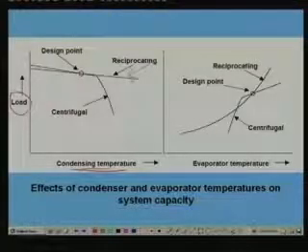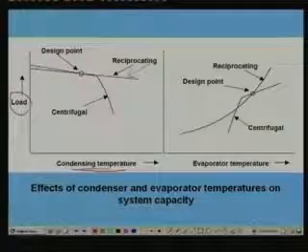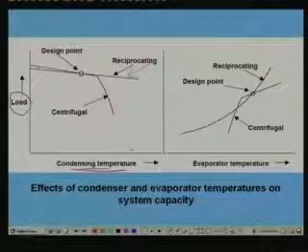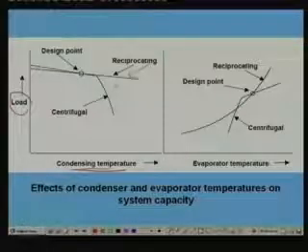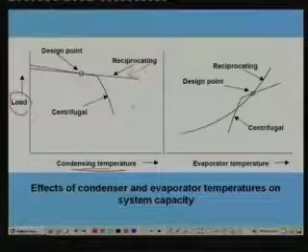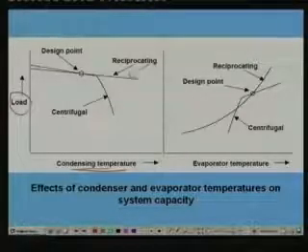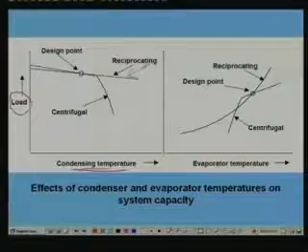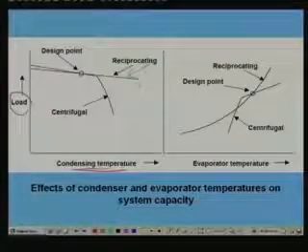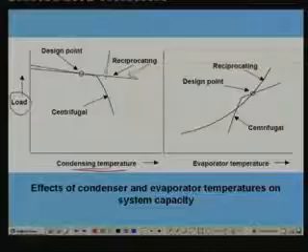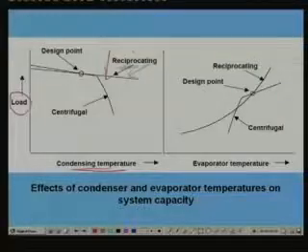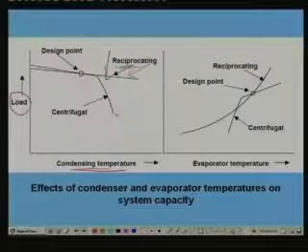If you look at the reciprocating compressor, we have seen that as the condensing temperature increases, the refrigeration capacity of the reciprocating compressor reduces. This is because it reduces the volumetric efficiency, so the mass flow rate gets reduced and the refrigeration effect also gets reduced slightly. As a result, the capacity reduces. So this curve is for the reciprocating compressor. Now what happens to the centrifugal compressor?